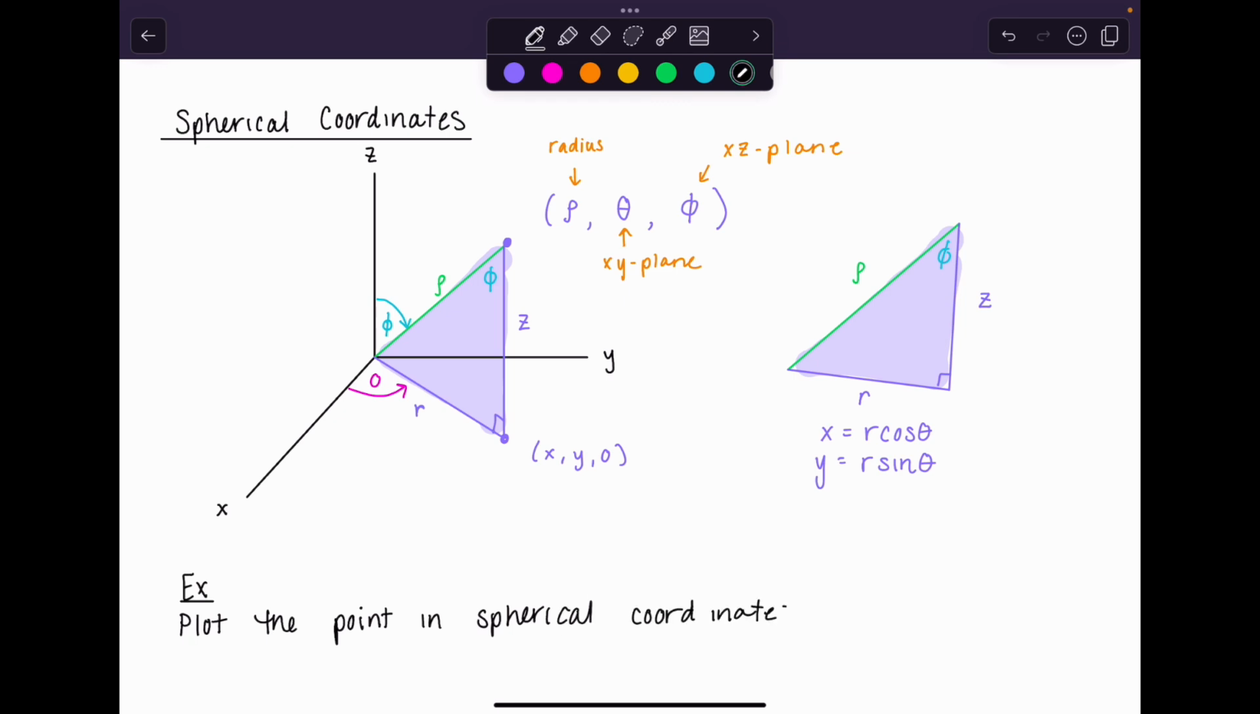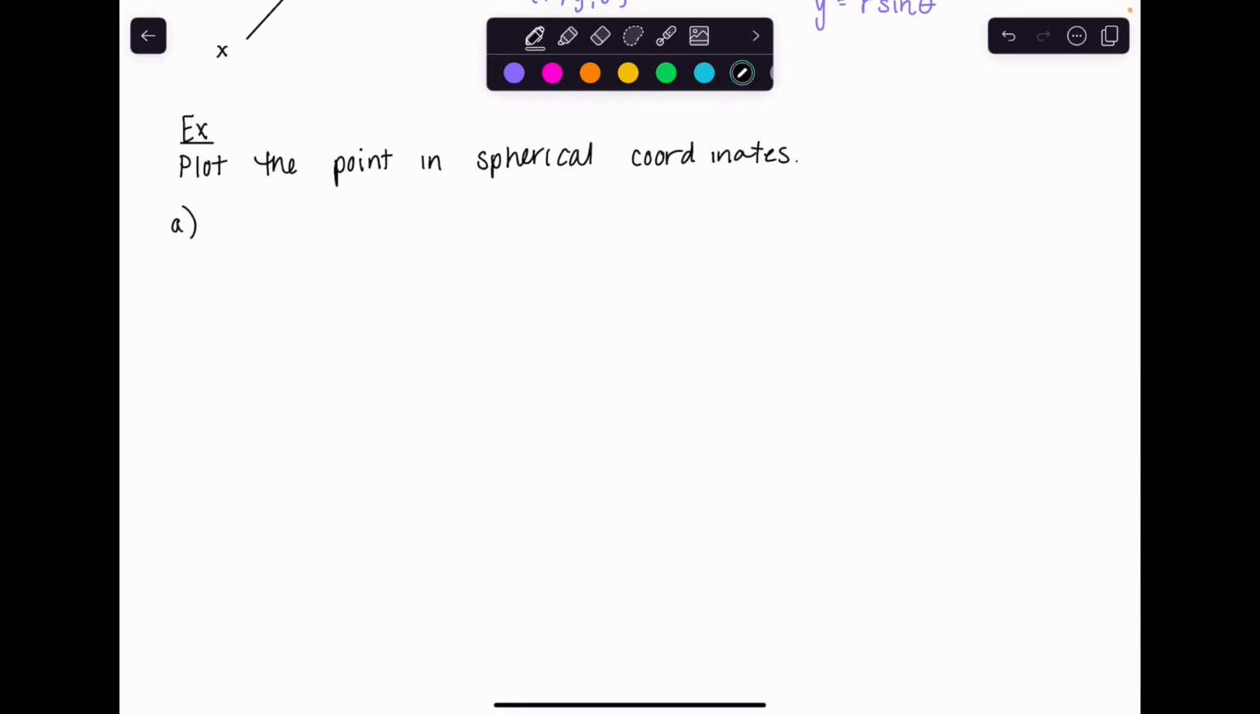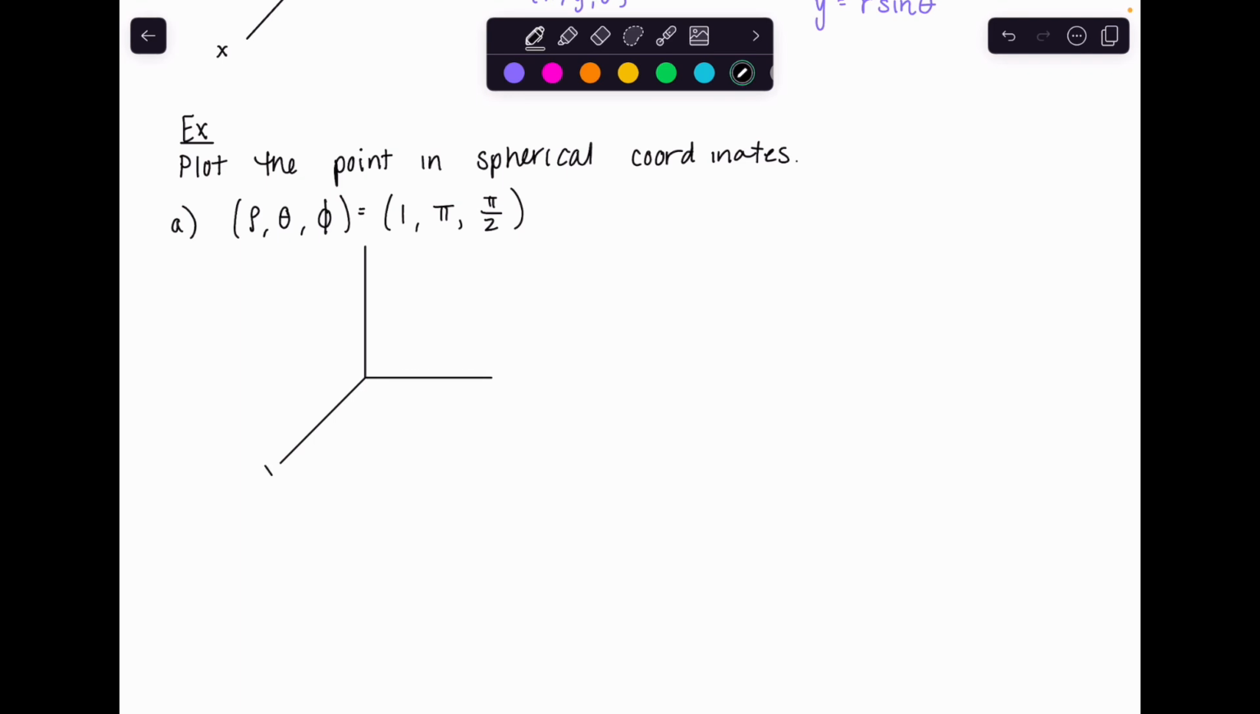And we're going to do two different examples of this. So the first one is going to be rho, theta, phi equaling 1, pi, and pi over 2. So I'm going to start just by drawing our coordinate axes. And I'm also going to go ahead and draw all of the negative components as well. So I got that out here, this down here, and then the back one. And I'm going to make these dotted as well.